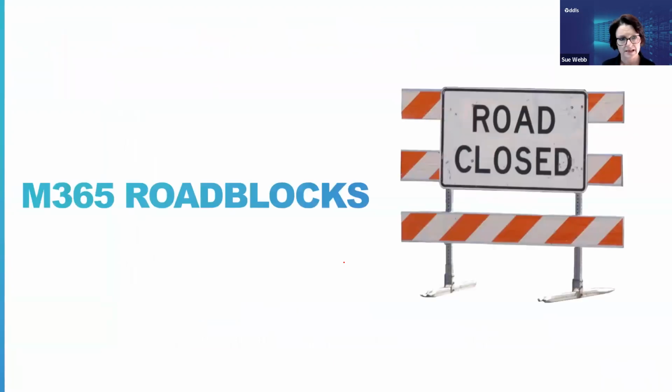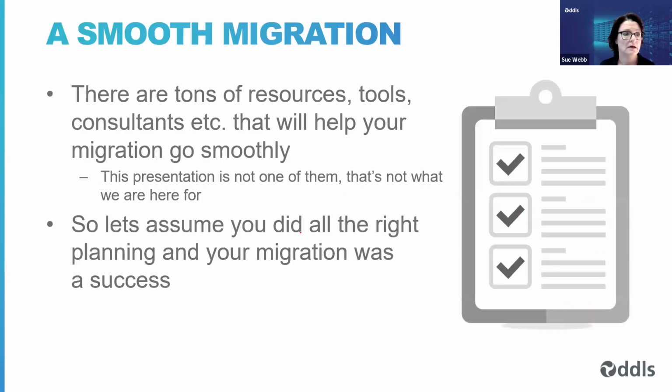So what are some of the things that get in the way of achieving those levels of productivity and collaboration? We're going to have a look at and talk about what some of the roadblocks might be. Now, I'm not suggesting that everybody has a smooth migration to Microsoft 365, but there are lots and lots of resources, tools, and consultants that are going to help make your migration go smoothly. That's not what we're here for. We're not here to talk about how to migrate to 365. There are lots of resources that will help that go smoothly. So we're going to assume that you did all of the planning and that your migration was a success.